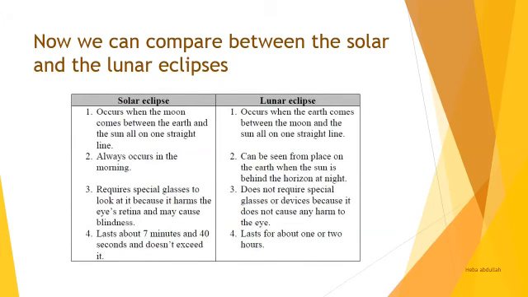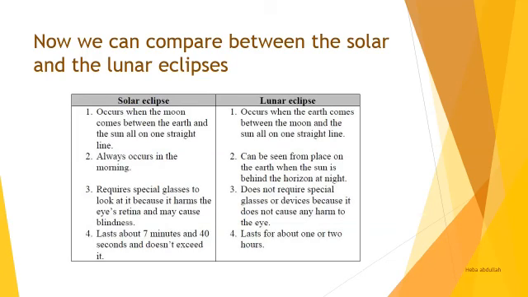Now we can compare between the solar and lunar eclipses. In the solar eclipse, the moon comes between the Earth and the Sun all on one straight line. It takes place in the morning and requires special glasses to look at it. And it lasts about 7 minutes and 40 seconds.